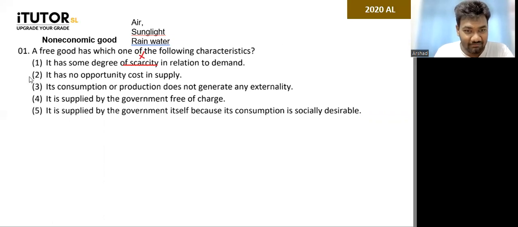So that could be your answer. We'll maybe mark it a little, but we'll look at the others also. Third one says, consumption or production does not generate any externality. Now, this externality part, guys, I'll explain in unit number 8.